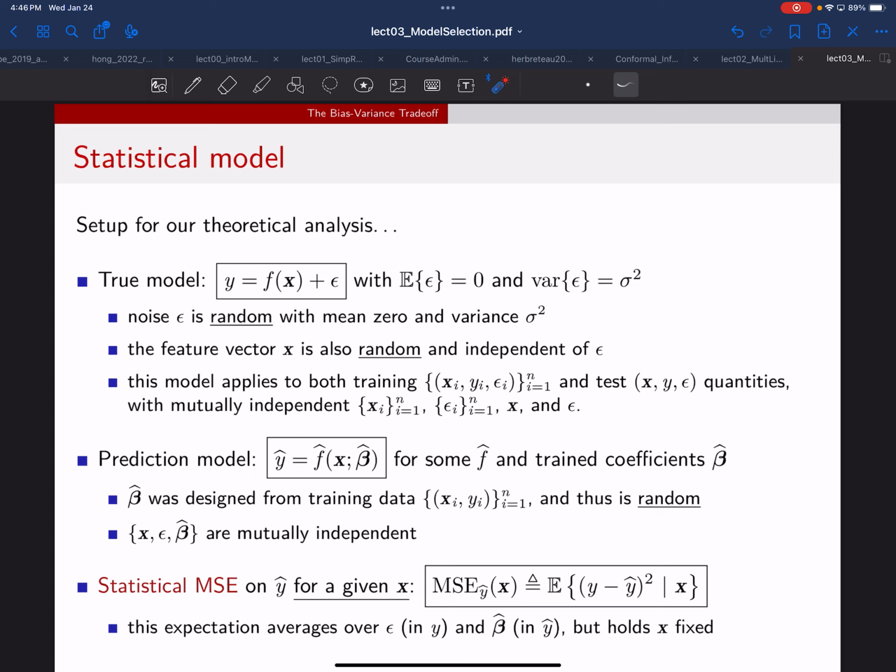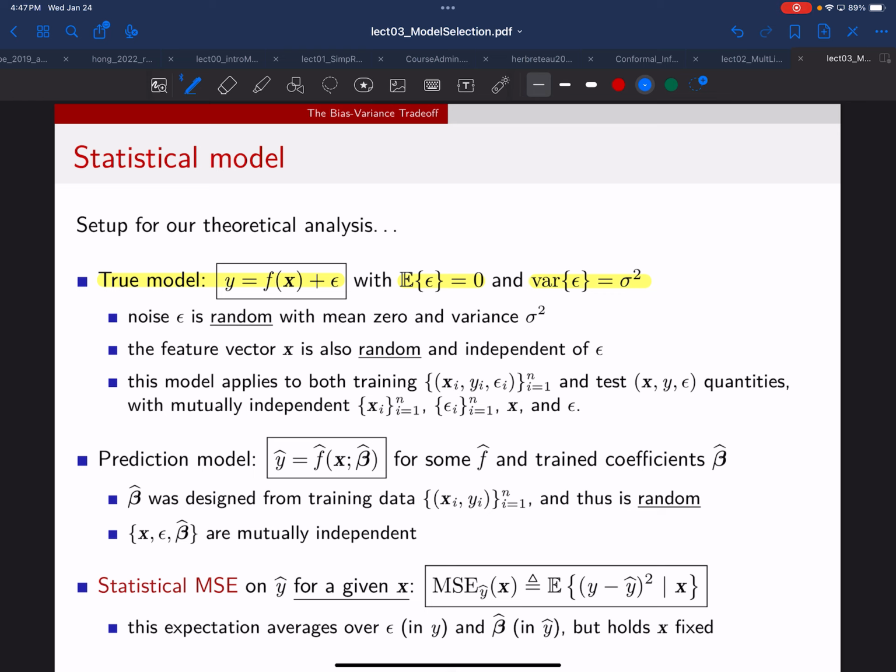First, we're going to assume that we have some true model of the form target equals some function of the feature vector x plus a noise. In the demo, the noise was Gaussian. It turns out we don't actually need to say what the distribution of the noise is. All we need to fix is that the noise is zero mean and has some finite variance, which we will call sigma squared.